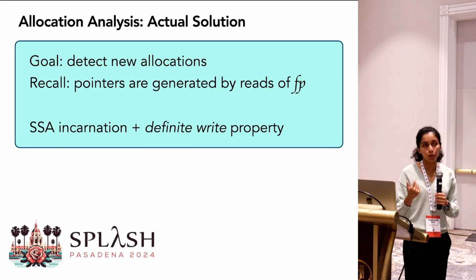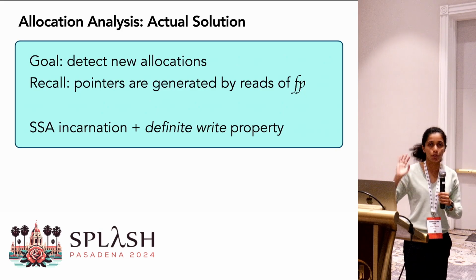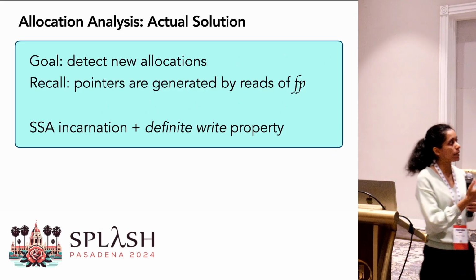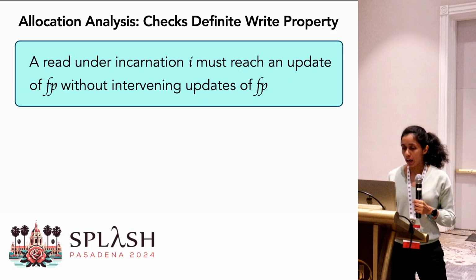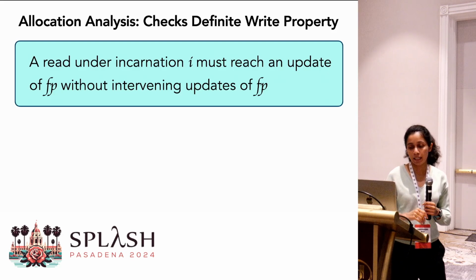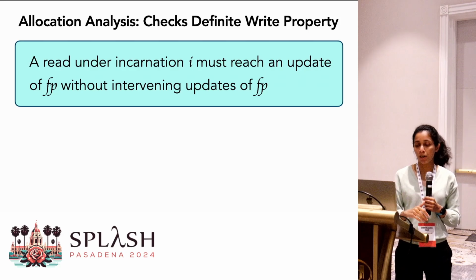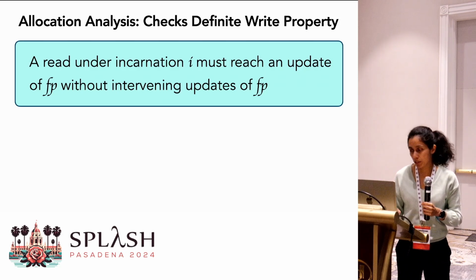And if the program does not satisfy the property, then the analysis will fail and say that this program seems weird. So the property is called the definite write property. Effectively what it says is, if you read the free pointer, you better update it after that read. More formally, it says that a read under some incarnation I must reach an update of the free pointer without any interleaving updates of the free pointer.